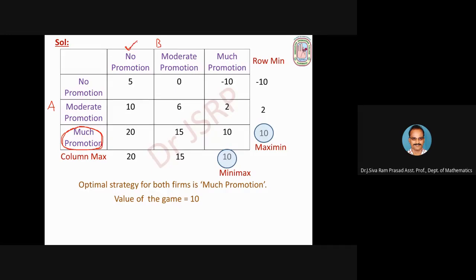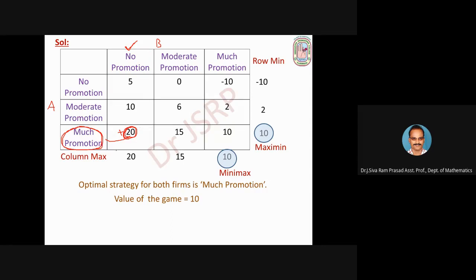By random, B selects the strategy no promotion. And for A, select the optimal strategy, much promotion. Then what is the corresponding payoff? 20. Okay, so the value of the game is 20. Since it is positive, it represents gain for firm A and loss for B.